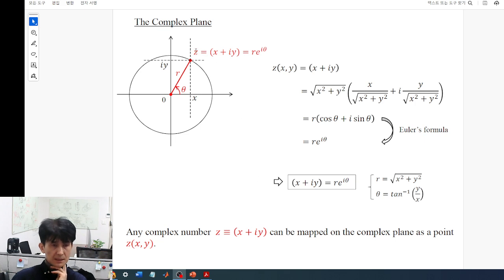So in the complex plane, we represent the real part of Z as x and the imaginary part of Z as y, to represent the complex number Z in the xy plane. And here we also represent Z as r times exponential i theta in the polar coordinate form. Then we have x equal to r times cosine theta and y equal to r times sine theta.